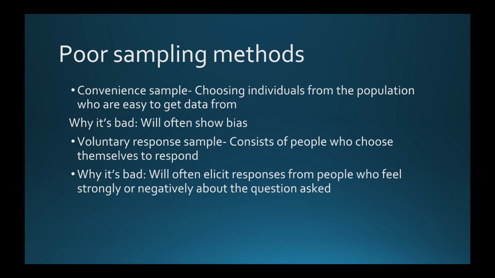Some of the common mistakes that AP students will overlook on the actual AP test is that they often forget that, for example, convenience samples will often show bias, whereas voluntary response samples are bad because they will often elicit responses from people who feel strongly or negatively about the question asked.